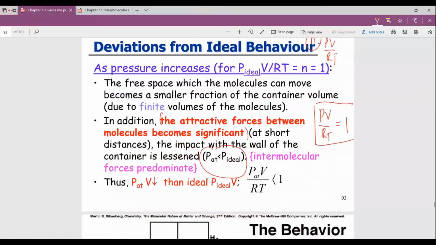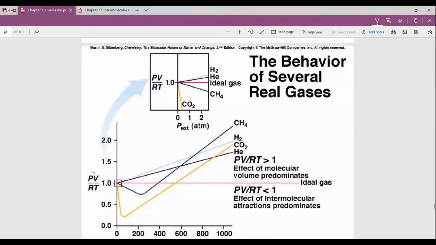Okay, from this graph, PV over RT, the number of moles is equal to 1, and this behaves as the ideal gas at all pressures. At all pressures, PV over RT equals 1. What happens if we have the attraction force? When we apply the pressure, it will have the attraction force, and the value is less than 1 because of the effect of the attraction force.